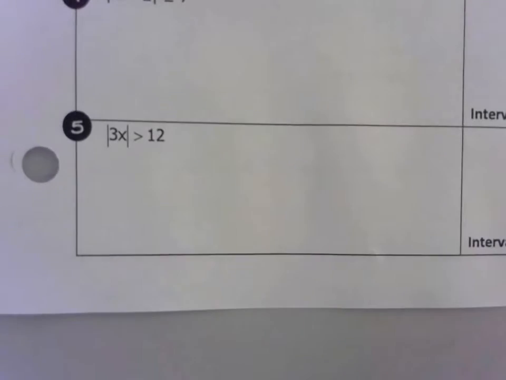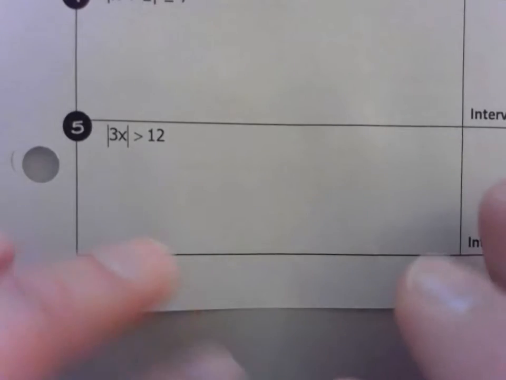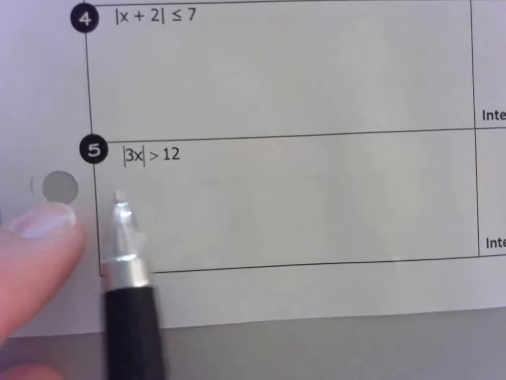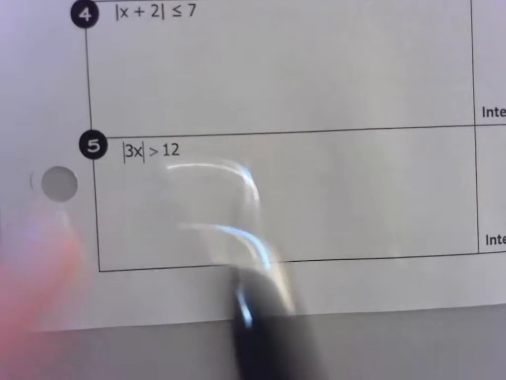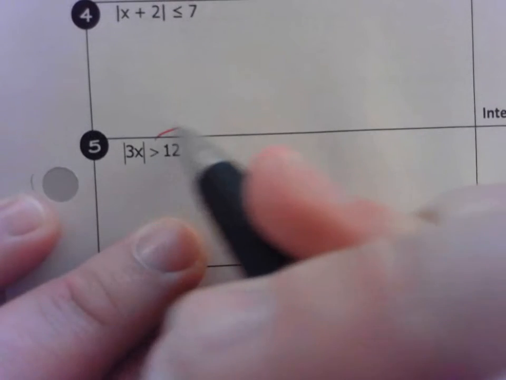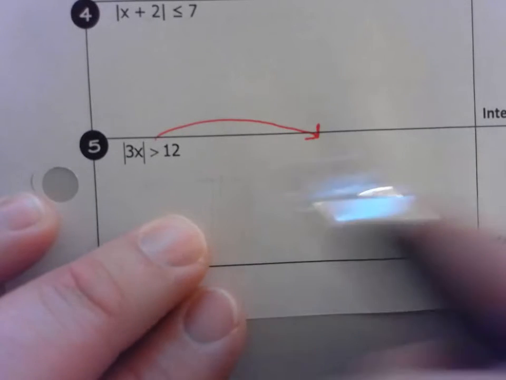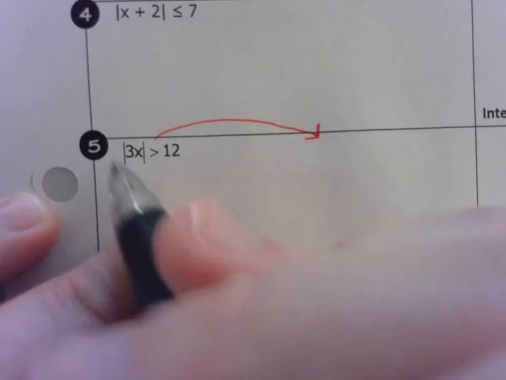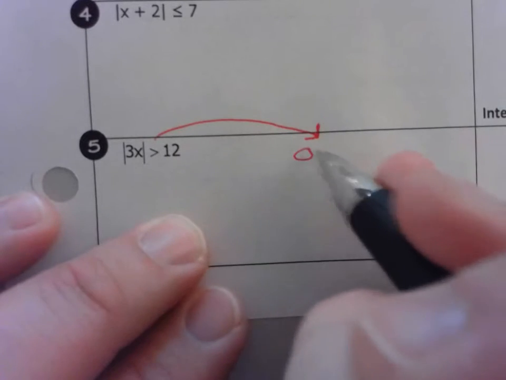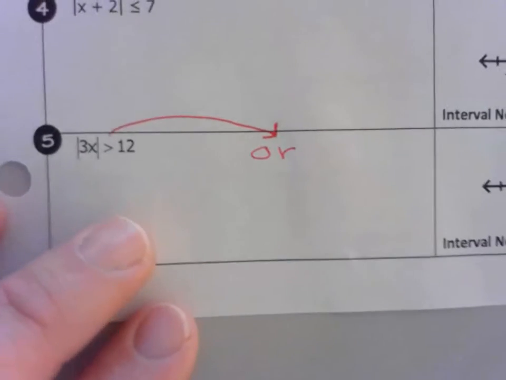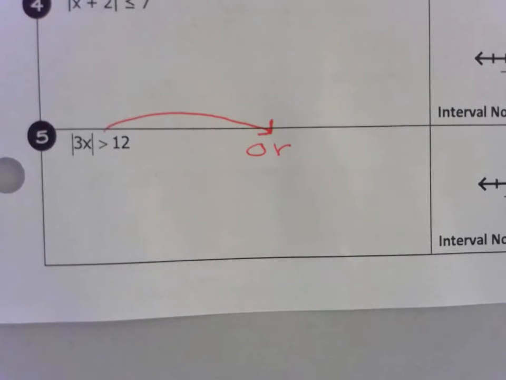Let's look at 5 real quick. If I look at 5, the absolute value is alone, so we can go ahead and decide if this is going to be an and or. Is this going to be an and or compound inequality? Or, why? The absolute value is greater, so it's or. Which means when I graph it, it should be going in opposite directions.